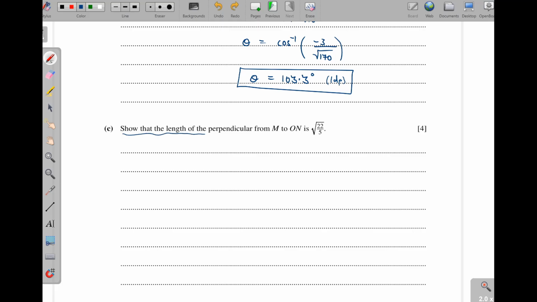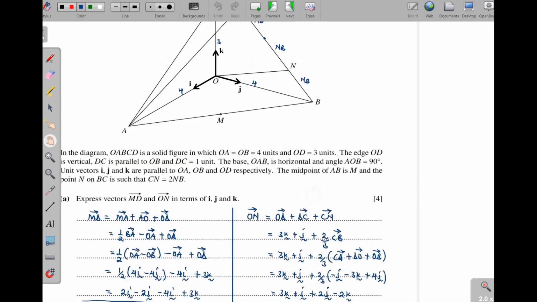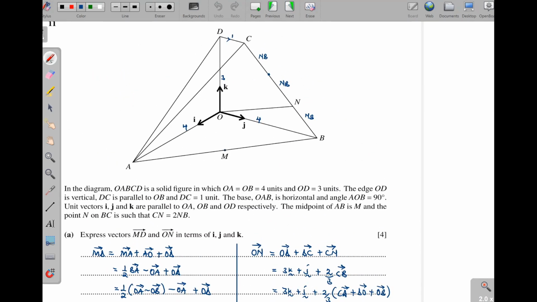Then part C, show that the length of the perpendicular from M to ON is this one here. When I look at our diagram here from M to ON, this one comes like this, somewhere there. This one has to be 90. So we have to look for the equation of that line through O and M, okay? Then the point that we are getting here, we are going to get this PM here. This vector is perpendicular to this vector here. So we dot them and then we equate to 0, okay?